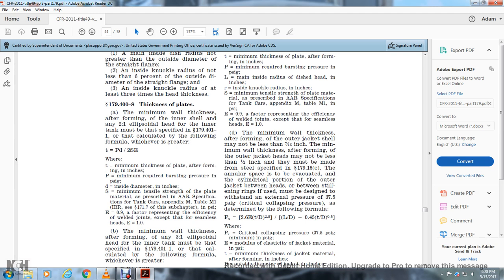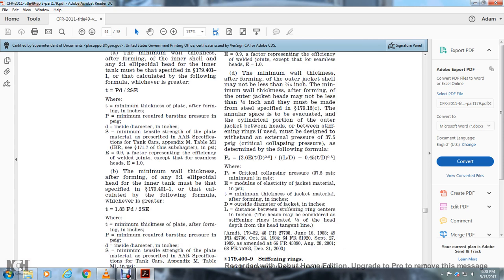The annular space to be evacuated, the cylindrical portion of the outer jacket between the stiffening rings, if used, must be designed to withstand an external pressure of 37.5 psi gauge, critical collapsing pressure, as determined by the following formula. PC equals 26E times (2D)^2.5 divided by (L/D) times 0.45, times (T/D)^0.5.